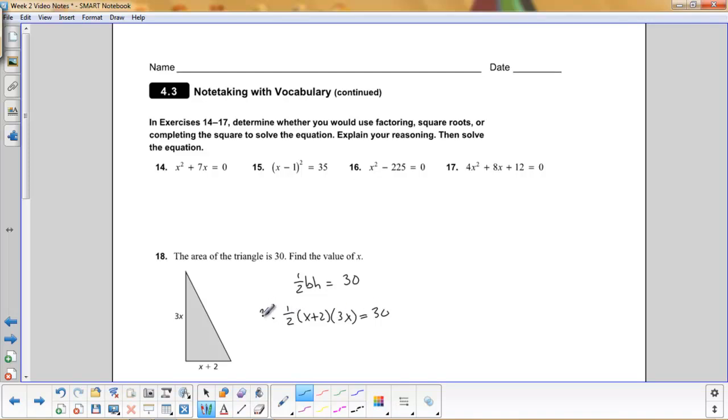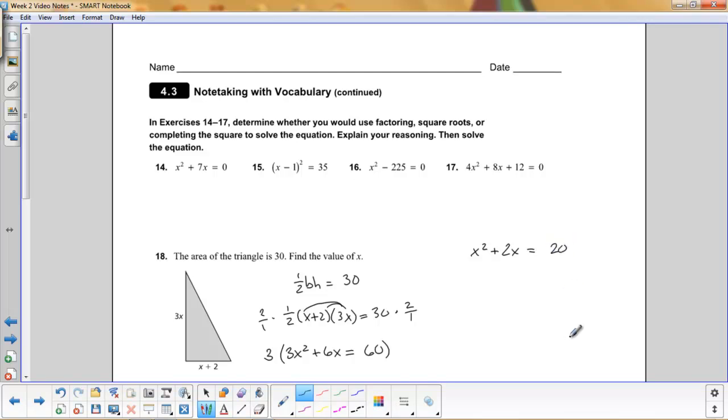I don't like fractions, so I'm going to switch that to the other side by multiplying by the reciprocal, 2 over 1. And now I get, hippity-hoppity, distributive property, 3x squared plus 6x equals 60. Next thing I'm going to do is factor out the 3 so that the coefficient of my first term is 1. So if I divide the 3 out of everything, I get x squared plus 2x equals 20.